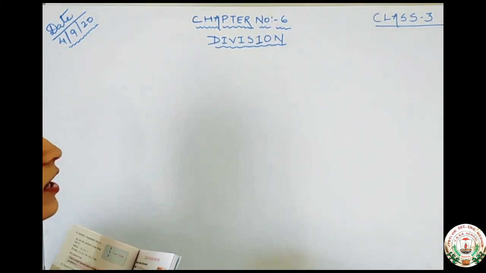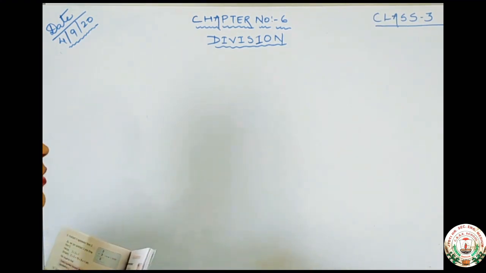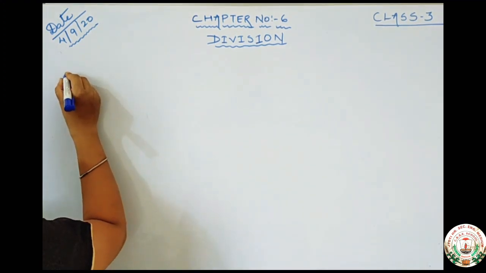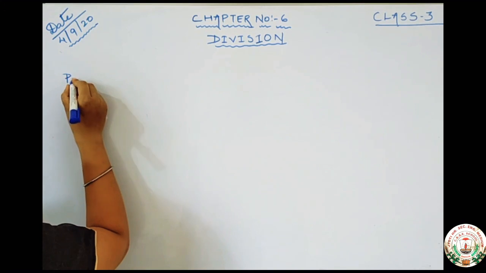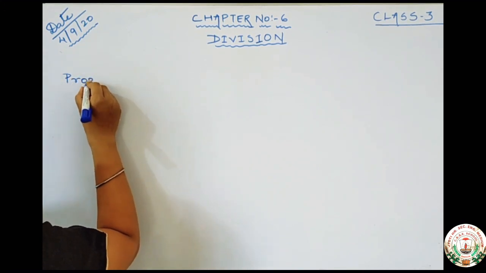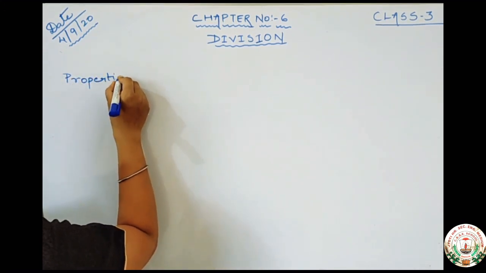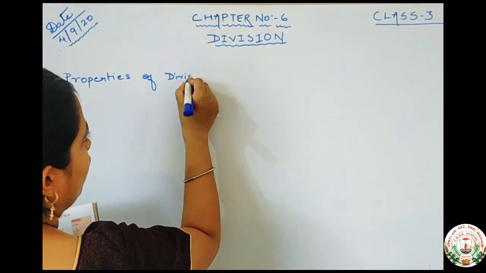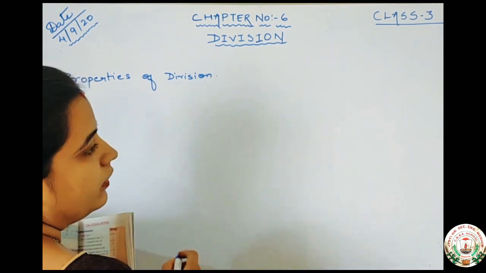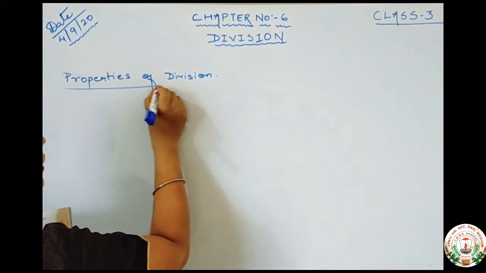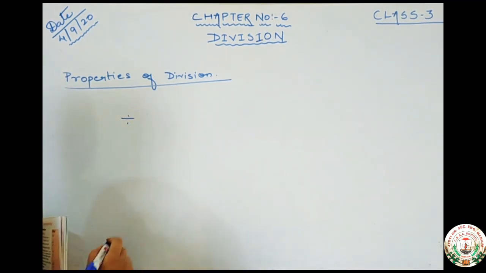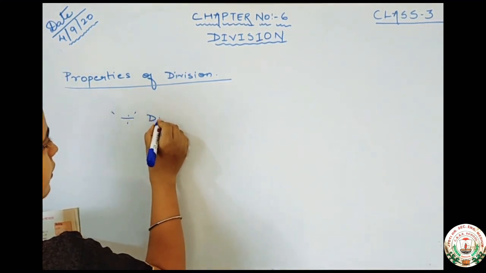In the previous class we started our new chapter, chapter number 6, which is division. Today we will continue with the chapter. In the last class we studied the properties of division. This is just a reminder of what we learned in the last class. What are the properties of division? First of all, this is the sign of division. You all know this is the sign of division.